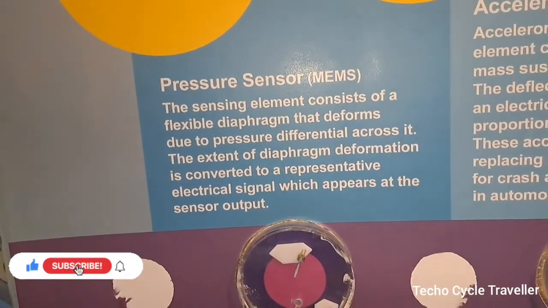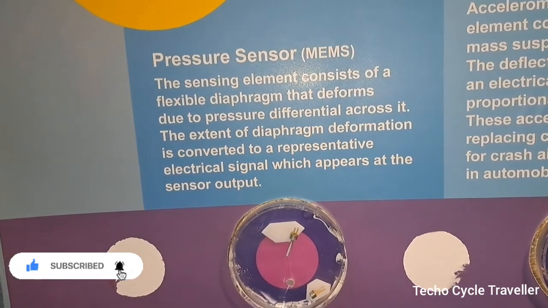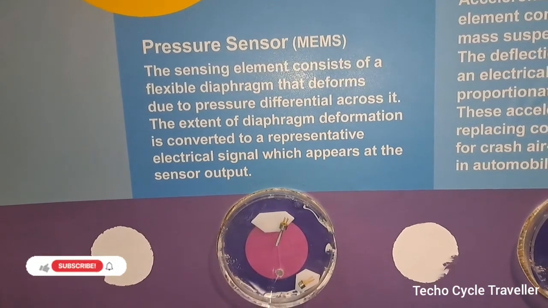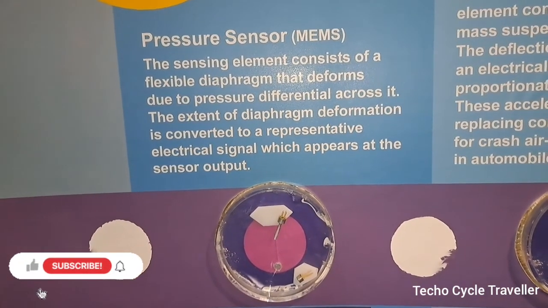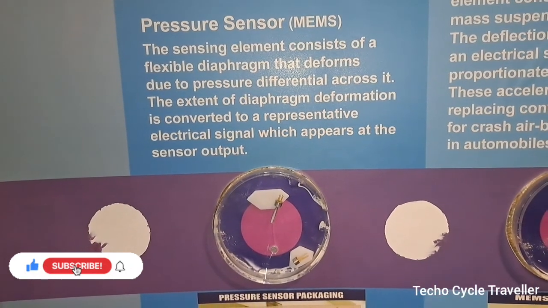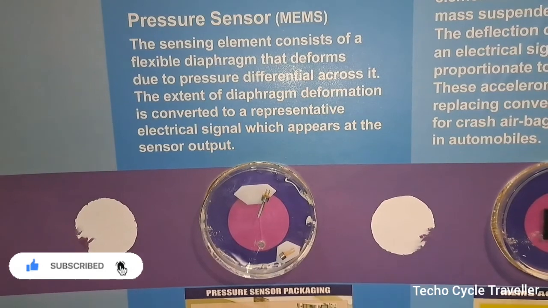Pressure sensors, MEMS. The sensing element consists of a flexible diaphragm that deforms due to pressure differential across it. The extent of diaphragm deformation is converted to a representative electrical signal which appears at the sensor output.